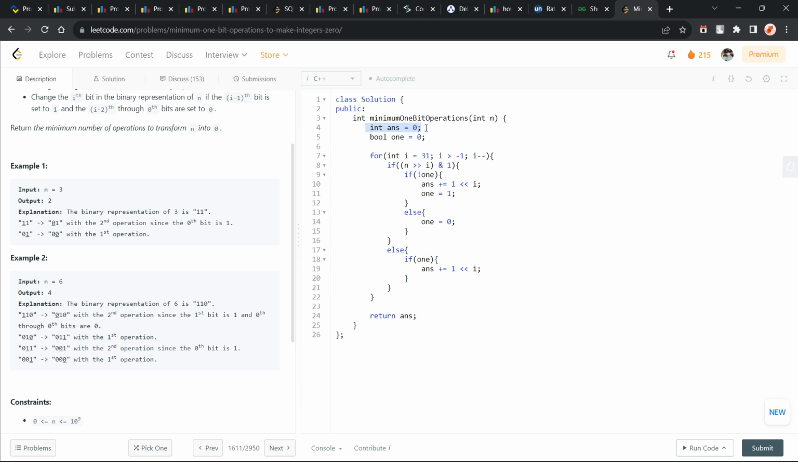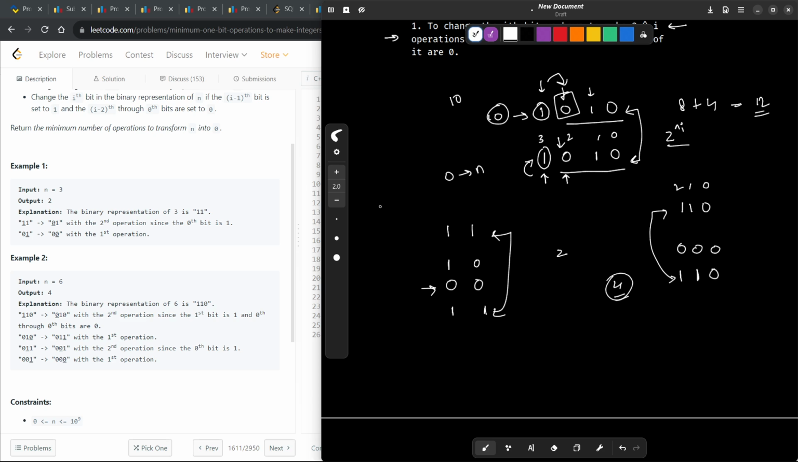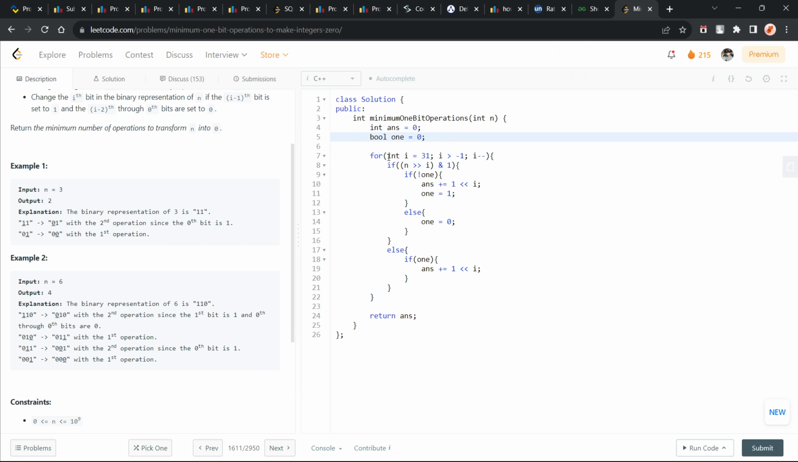So I've initialized my answer with 1, and I've initialized this boolean variable with 1 as well, right? So this is going to denote whether my current bit is going to be 1 or not, right? And how can the current bit be 1? When the previous bit was changed. So if the ith bit was changed, then the i minus 1 bit is going to be 1 for sure, right? So I'm going from the most significant bit to the least significant bit, because I know that I want all the bits to the right of my current bit to be 0. Only then I can apply this 2 raised to the power i formula, right?